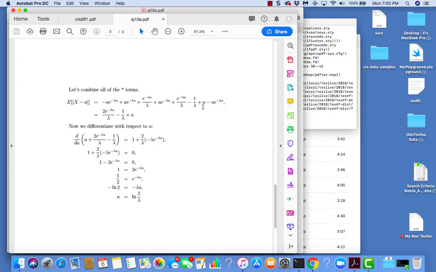So now I'm looking for the minimum value of a for this problem. I'm going to take the derivative with respect to a of a plus 2e to the minus lambda a over lambda minus 1 over lambda. When I take the derivative of the first term, it just goes to 1. For the second term, I'm going to pull out the constant, the 2 over lambda, and then I'm going to have e to the minus lambda a times the derivative of minus lambda a, which is just minus lambda. The last term has no a's in it, so it goes to 0, and I don't have to worry about it. So I'm going to set that derivative equal to 0. So I have 1 plus 2 over lambda times minus lambda e to the minus lambda a equals 0.